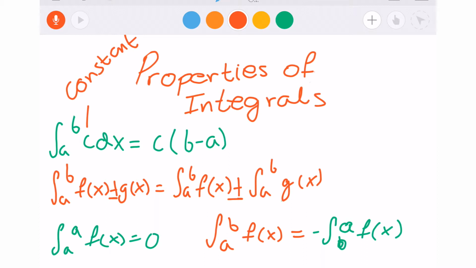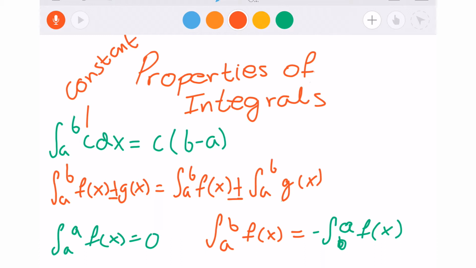So let's go on to the next property, which is the integral from a to a of f of x is equal to 0. So no matter how complicated the function f is, if its lower bound and upper bound are the same thing, then your answer will be 0. So from a to a, it's equal to 0.